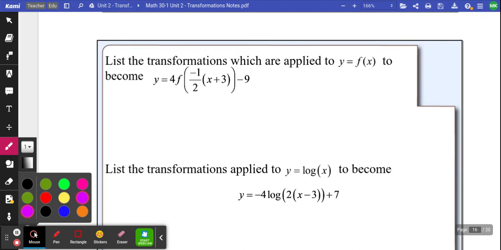Let's look at this one. So list the transformations which are applied to y equals f of x to become y equals, and then that whole shebang there.